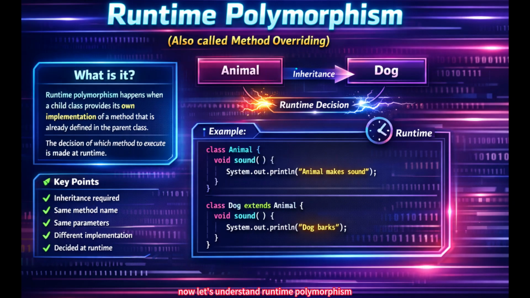Now let's understand runtime polymorphism. Runtime polymorphism, also called method overriding. Runtime polymorphism happens when a child class provides its own implementation of a method that is already defined in the parent class. The decision of which method to execute is made at runtime. Key points: inheritance is required. Same method name. Same parameters. Different implementation. Decided at runtime.